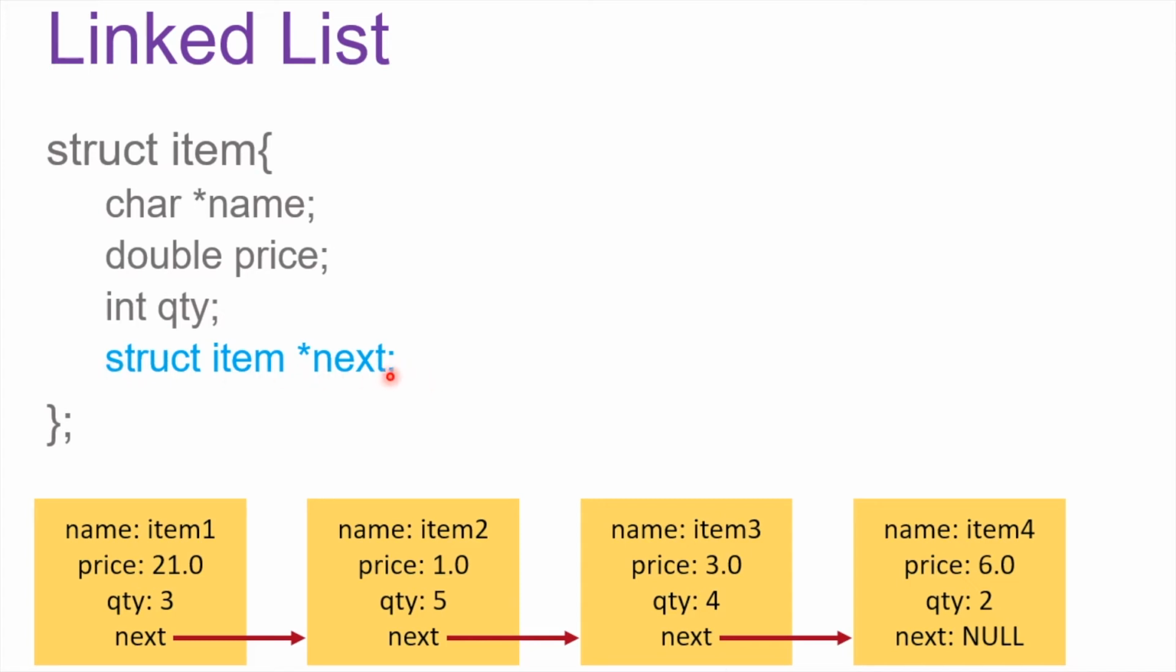So in that case, for example, when we have four items, item 1, 2, 3, 4, we can link them with this pointer by setting the value of the pointer to the next item, like this. Item 1 has been linked to item 2, item 2 has been linked to item 3, and item 3 is linked to item 4. And this is a linked list.